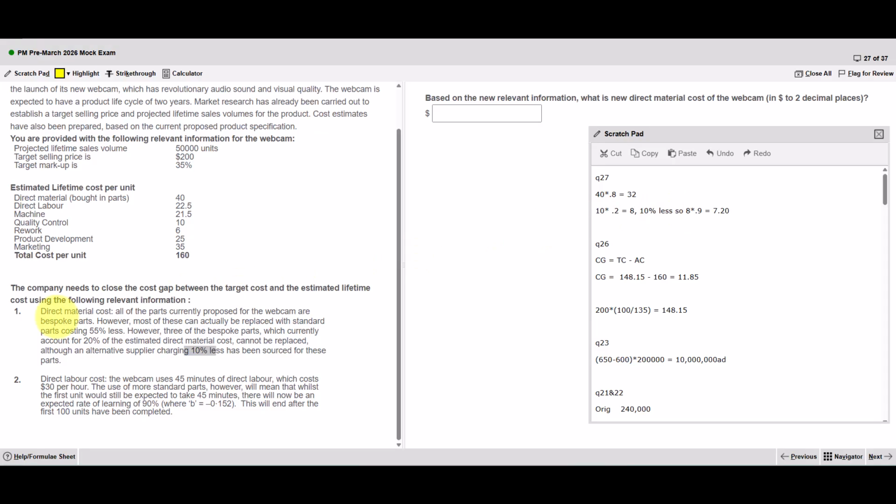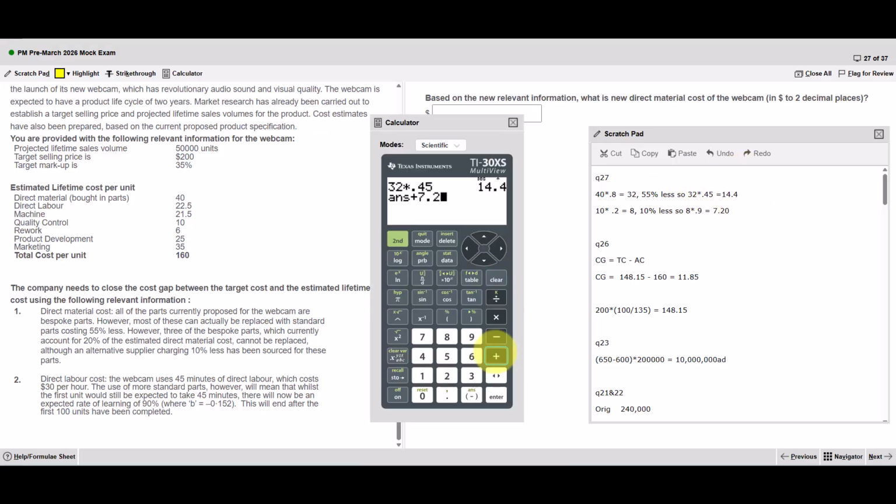And then the remainder, so the 80% is in the first couple of sentences. These can be replaced with standard parts, which cost 55% less. If they cost 55% less, that means they cost 45% of what they cost now. So that's 1440. Add on the 720 and I end up with 2160.